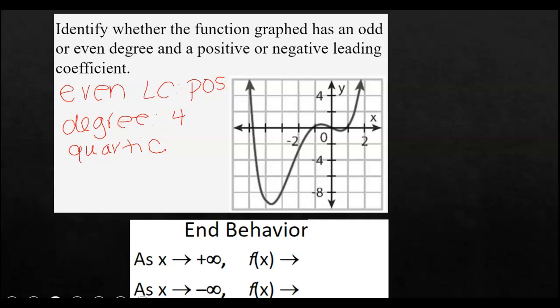How many zeros? A couple. Oh, 3. Or 2. Or 4. 4 real zeros. Because it's how many times the graph crosses.